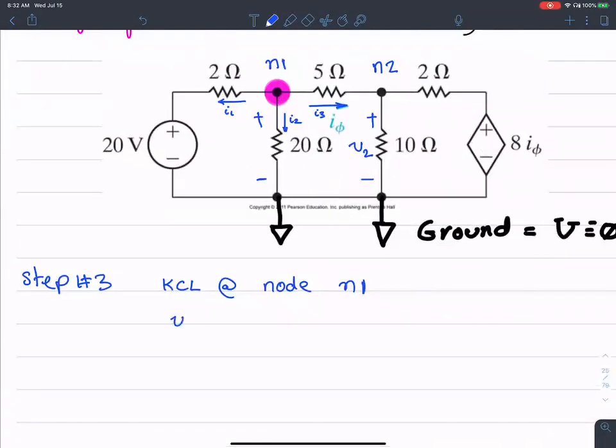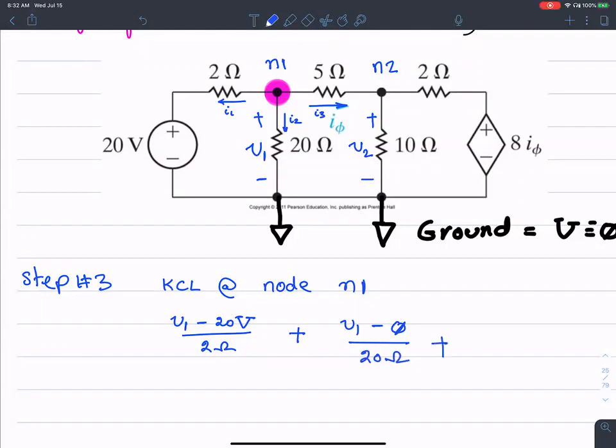V1 minus 20 volts over 2 ohms, that's the current going left, okay? Westbound current through the 2 ohm resistance. Plus, let's write the equation for the current going south through the 20 ohm resistance. That'll be V1, if this is V1, right? So this node N1 is at V1 minus reference 0 over 20 ohms.